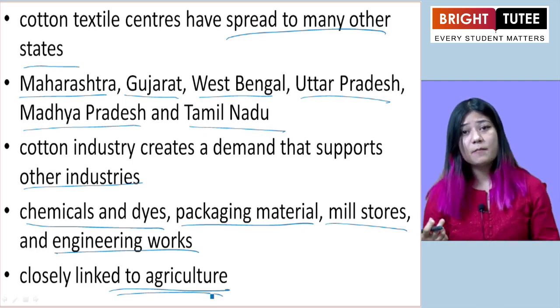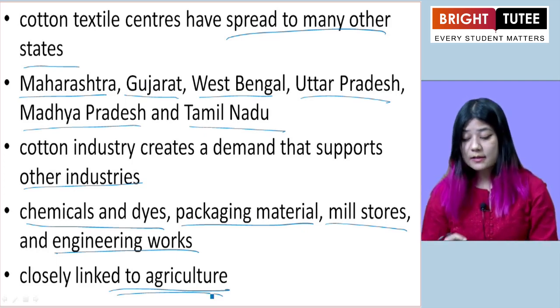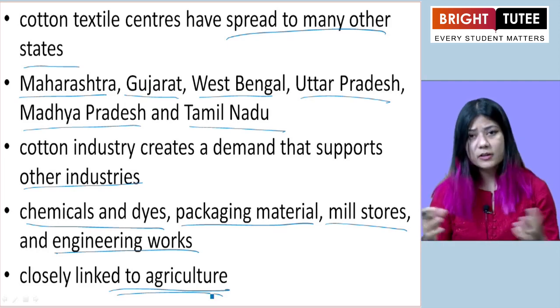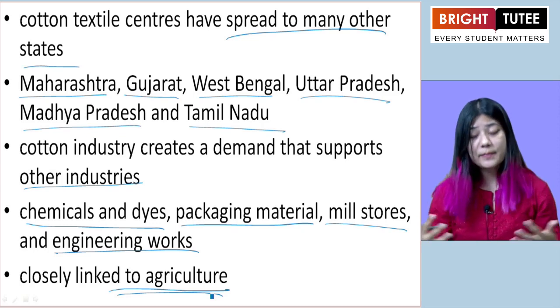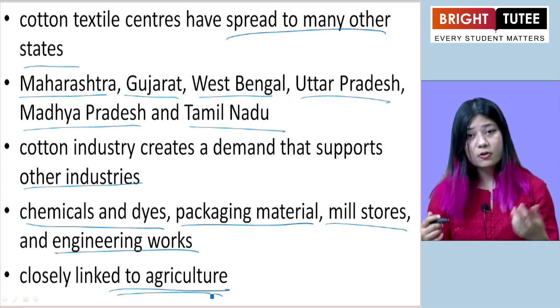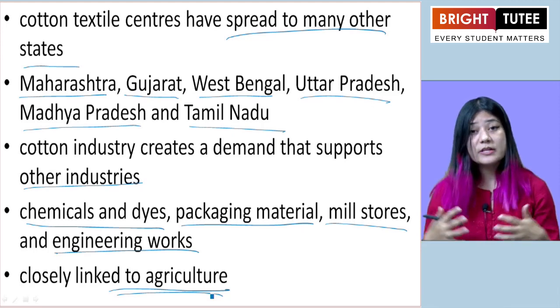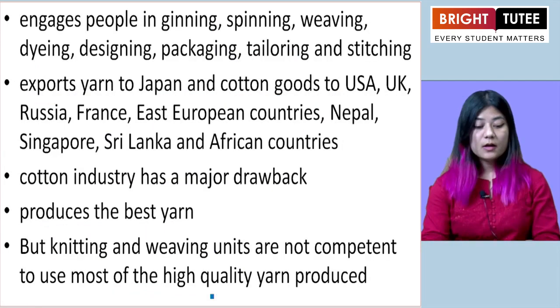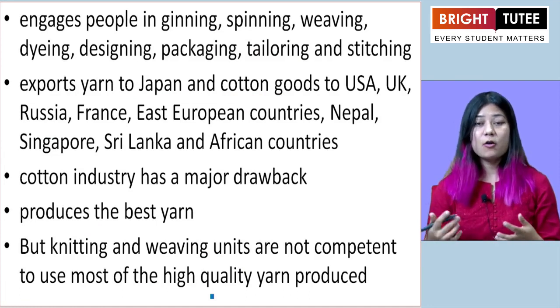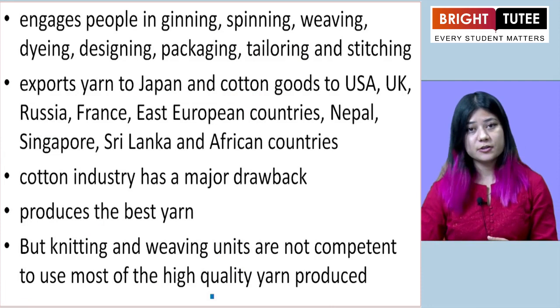Most of the dyes come from plants. The packaging materials also come from the agricultural sector. All these help us understand how the cotton textile industry is also linked with agriculture. So like we just said, cotton textile industries also support other industries, right?